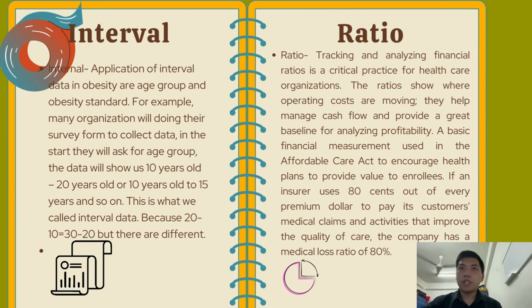Application of interval data in obesity research are age group and obesity standard. For example, many organizations will do their research to collect data. In the start, they will ask for the age group, and the data will show us 10 to 20 and 20 to 30. Even though 20 minus 10 is equal to 30 minus 20, they are different.